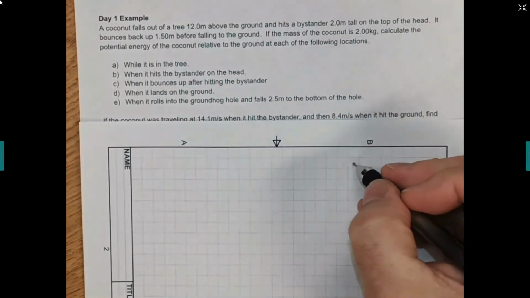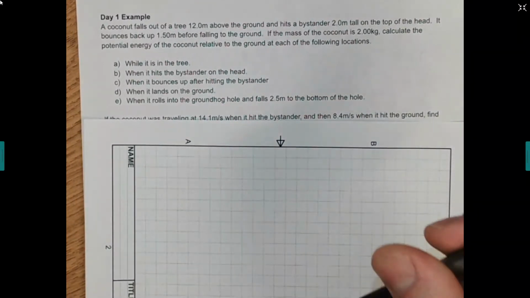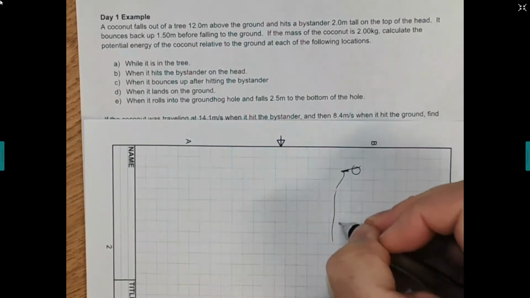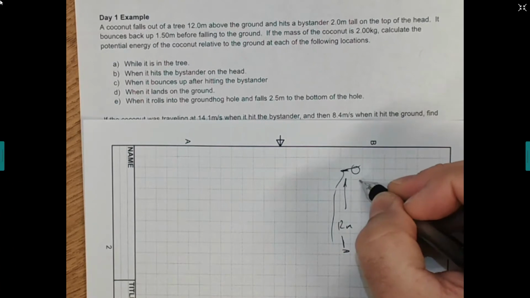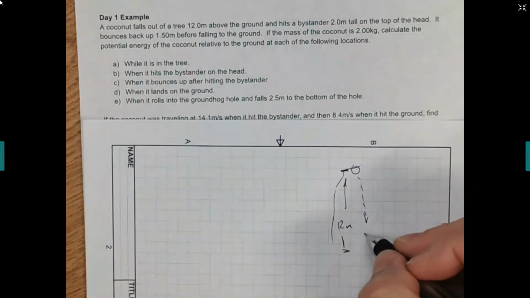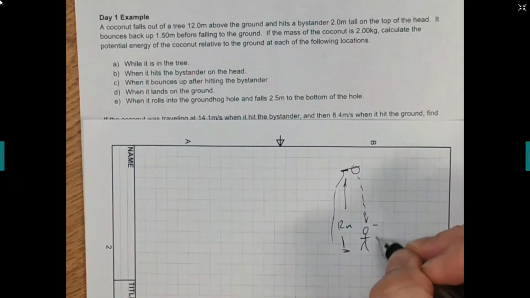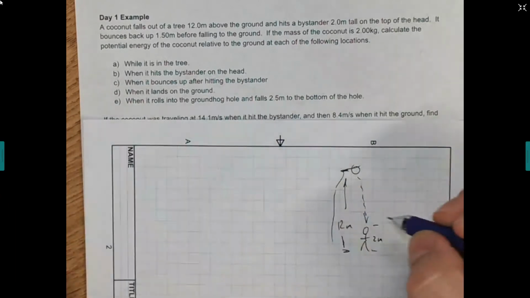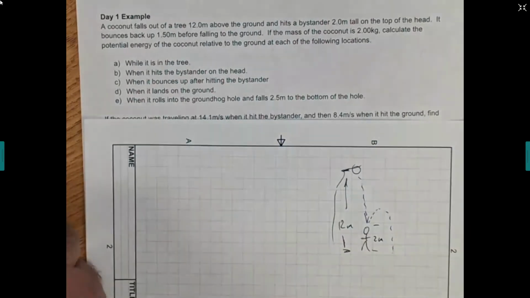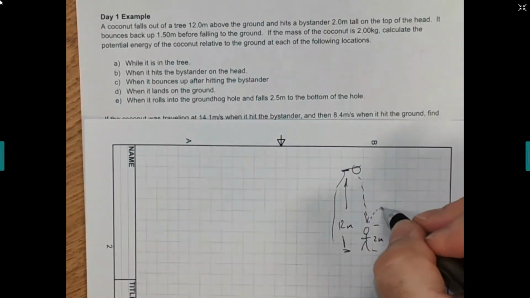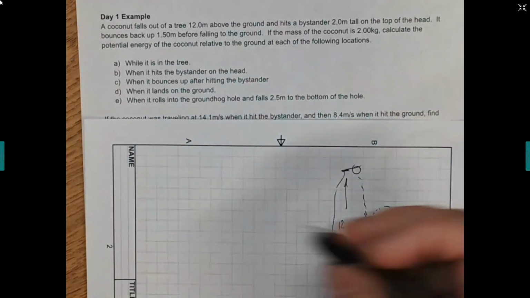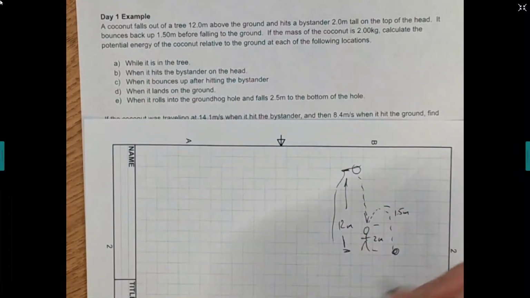So basically you've got this coconut sitting up here in the tree. From here up to the coconut is 12 meters. The coconut is going to fall down. You're going to have some person standing here. The person is 2 meters tall. The coconut is going to bounce off the person's head, and then it's going to fall back down here. This distance from here to here was 1.5 meters, before falling back to the ground. And then we end up with the coconut down here on the ground.